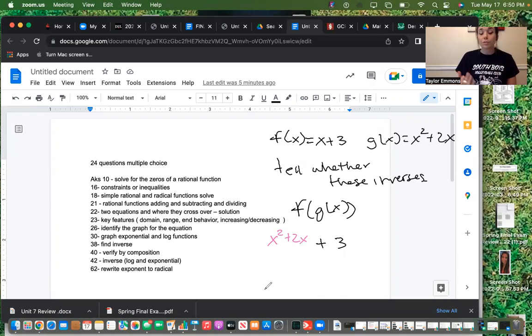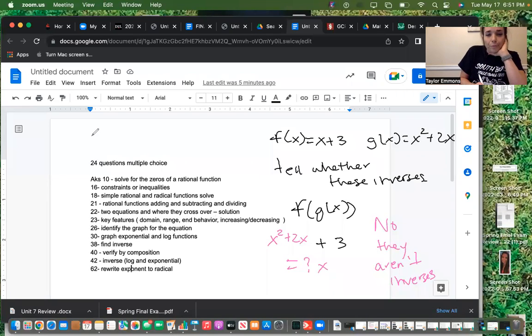Now my question to you, can we simplify this at all? No, that's it. This is it. So is this equal to x? No. So are these inverses? No, they aren't. Okay, so that would be an example of them not being inverse functions, which can happen. Okay, I'm going to give you another example, and then I'm going to hit some key features in just a second.